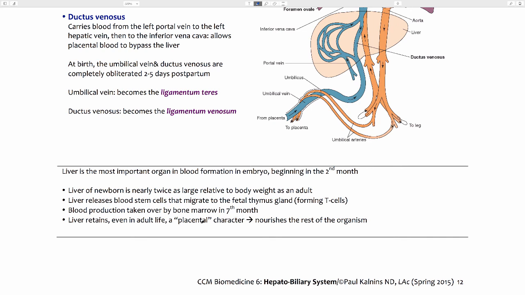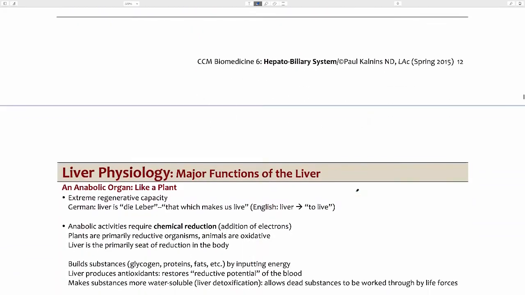There is sort of a placental-like character, though. You see the connection with the placenta, but we can think of the liver as nourishing the rest of the organism, even in the adult. So again, providing your life juice. When people are devitalized, one of the first organs to think about is the liver. This is really the life-giving inner vegetative system that provides you with all this life activity.